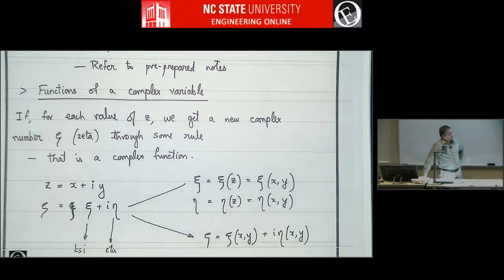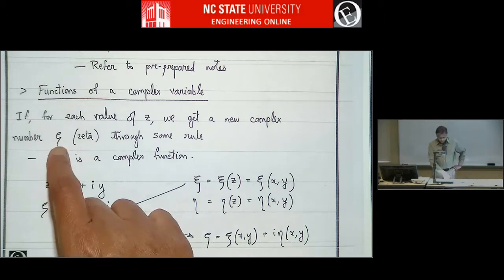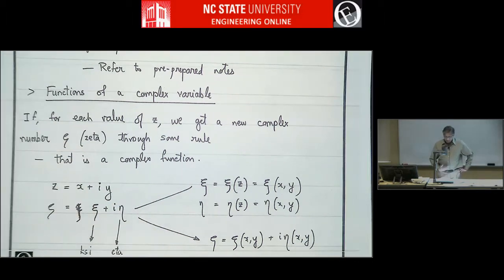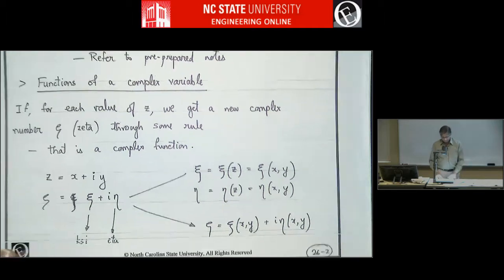So basically, if you have a complex variable z, and for every value of z, you can get another complex number, zeta. So if you have some rule that for every value of z you get a zeta, then that is a complex function. It's just like y equals f of x for a simple real function. You put in an x and you get a y, right? Like that, you put in a complex number, you get another complex number.